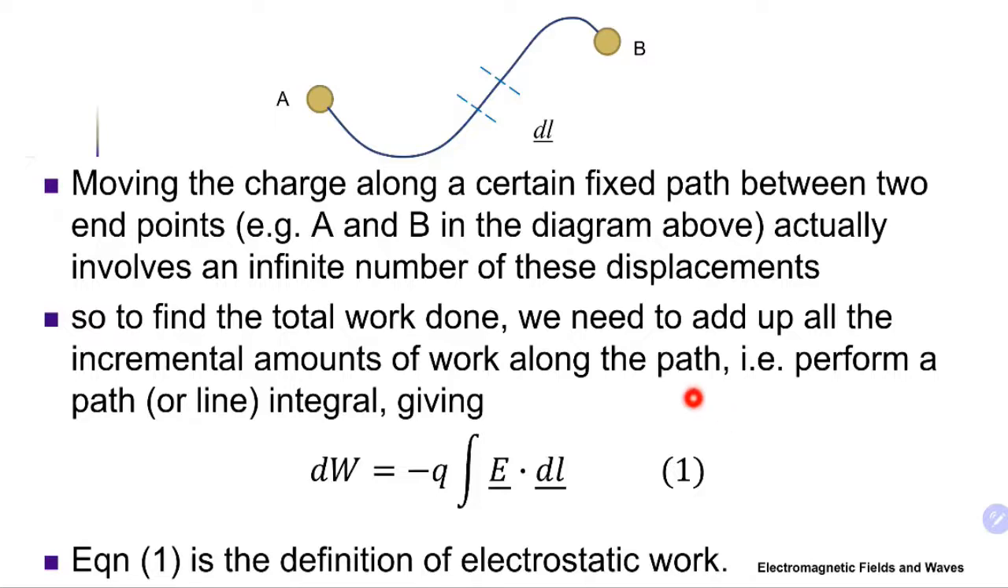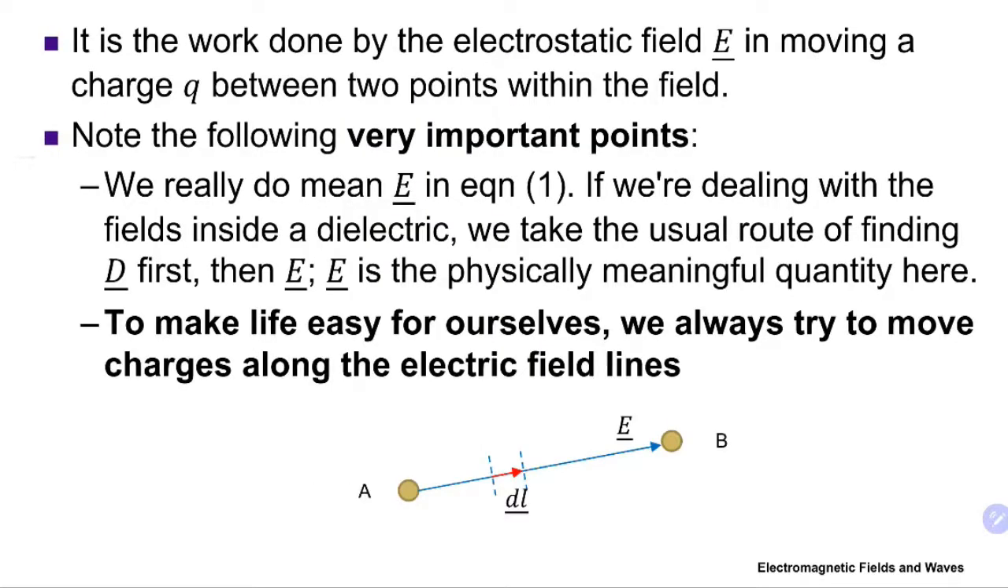So the total work done needs to add up all the increments of work along the path, performing a path integral. This is my path integral, E dot dl. So summing up all this dl along this path is the work done by the electrostatic field E in moving a charge Q between 2 points within the field.